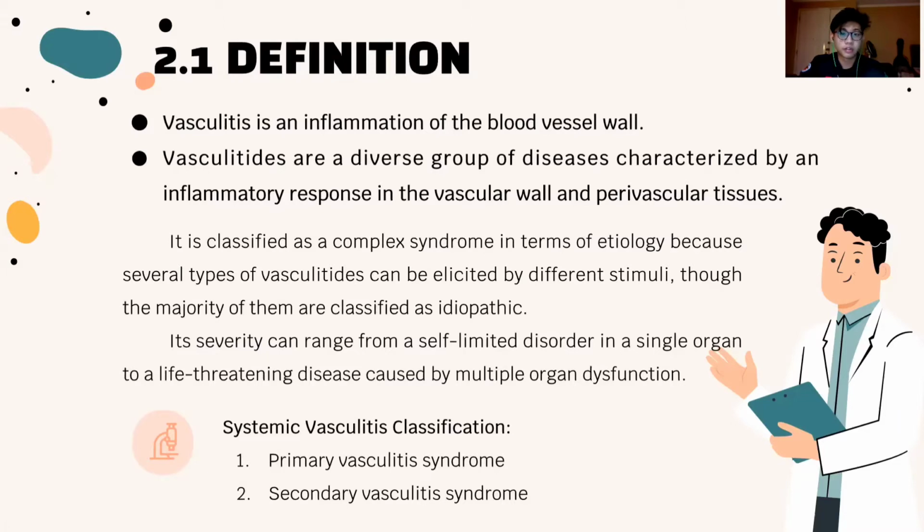Vasculitis is an inflammation of the blood vessel wall. The vasculitides are a diverse group of diseases characterized by an inflammatory response in the vascular wall and perivascular tissues. It is classified as a complex syndrome in terms of etiology because several types of vasculitis can be elicited by different stimuli, though the majority of them are classified as idiopathic. Its severity can range from a self-limited disorder in a single organ to a life-threatening disease caused by multiple organ dysfunction. The systemic vasculitis classification is divided into two: the primary vasculitis syndrome and the secondary vasculitis syndrome.